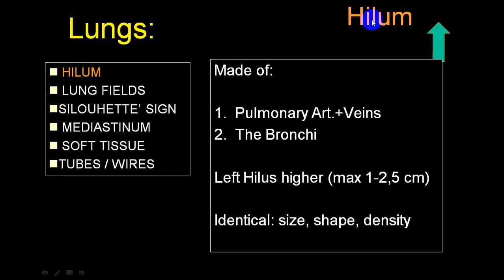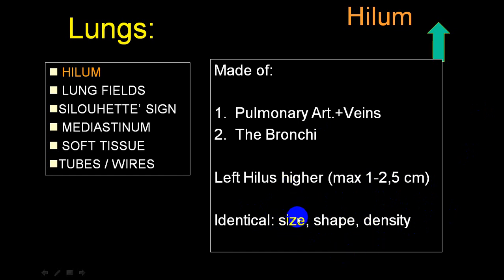Now we'll be looking at the hilum. What do we look at in the hilum? In the hilum, we look at the pulmonary artery, vein and bronchi. This is the composite of a hilum. The left hilum is higher by 1 to 2 centimeters above the right. You look at the size, shape, density, any additional shadow seen in the hilum, and level.